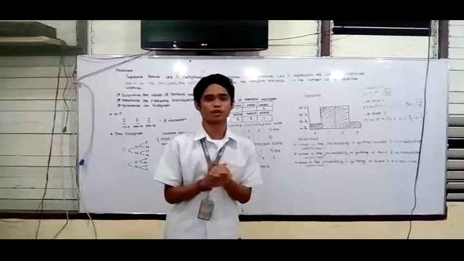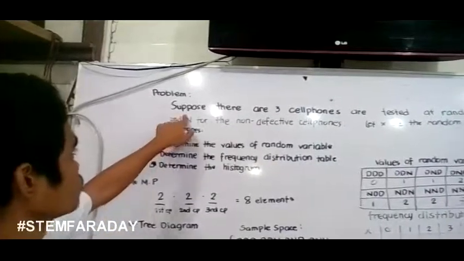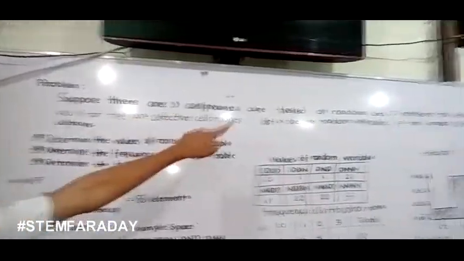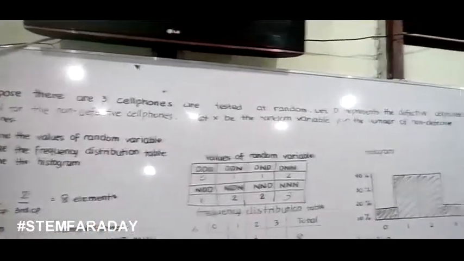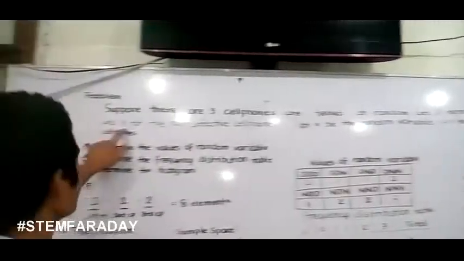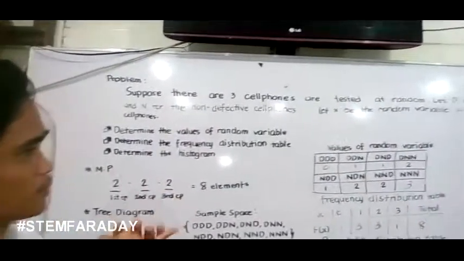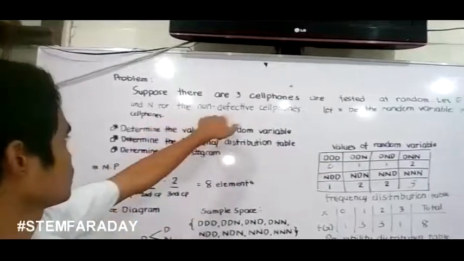I'm hunting. So, the topic is all about probability frequency distribution. Suppose 3 cell phones are tested at random. Let B represent the defective cell phones, and let N represent the non-defective cell phones. If we let X be the random variable for the number of non-defective cell phones.